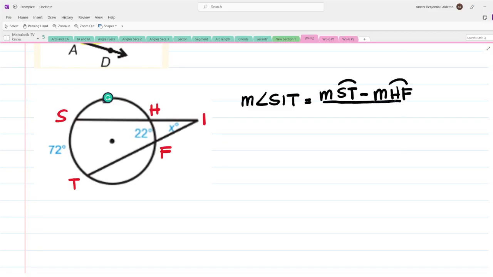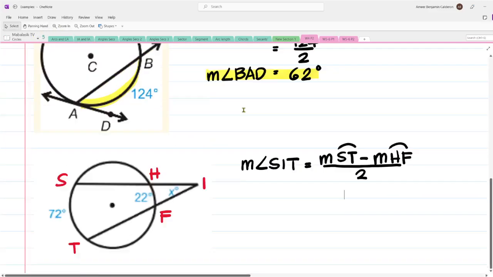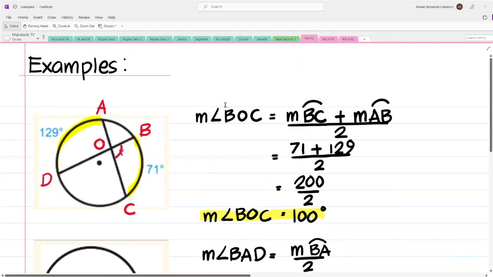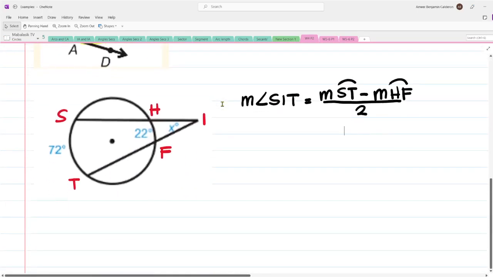over 2. Why is it that in our first example, we were not conscious about the bigger arc and the smaller arc? It's because addition is commutative, meaning if we change the places, let's say for instance, 4 plus 3 is 7, 3 plus 4 is still 7. So it doesn't really change anything. However, in subtraction, we have to subtract the measurement of the smaller arc from the bigger arc. If not, we will have negative values, and we are looking for measurements, and that cannot be.